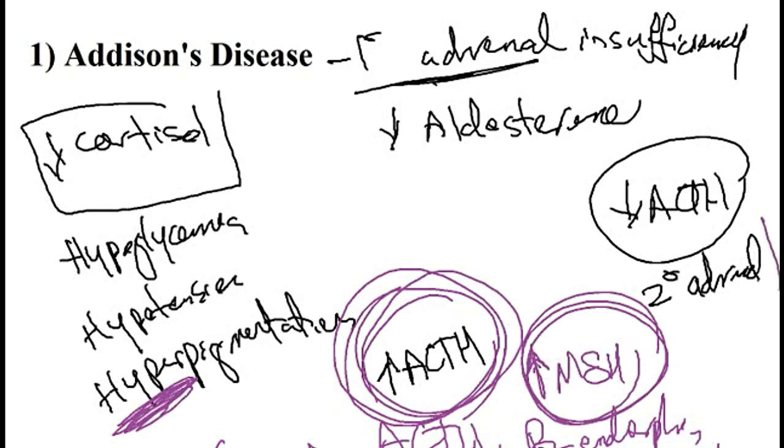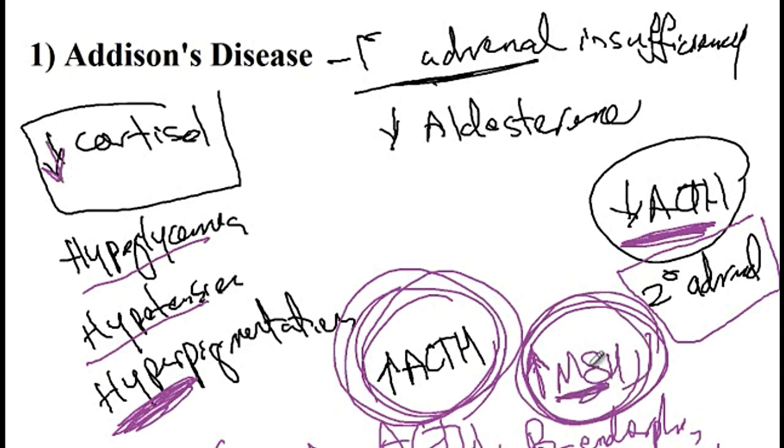In patients that have secondary adrenal insufficiency, however, since there is decreased production of ACTH, they would still present with hypoglycemia and hypotension due to decreased cortisol, but then there won't be any increase in the production of MSH, so they would not present with hyperpigmentation. So one big difference between primary adrenal insufficiency and secondary adrenal is the lack of hyperpigmentation in secondary adrenal insufficiency.